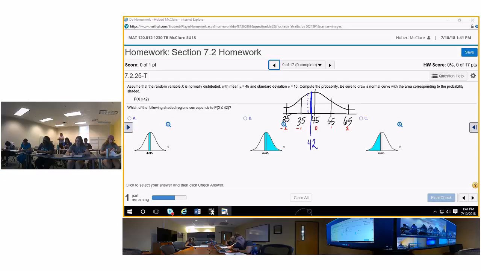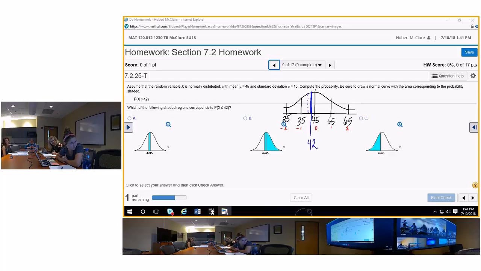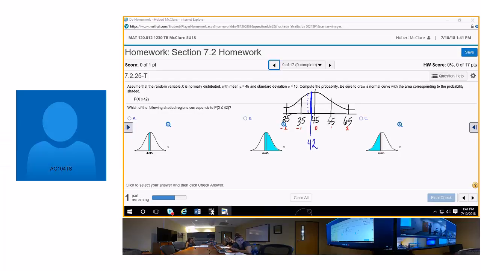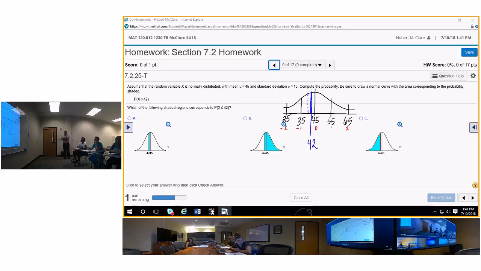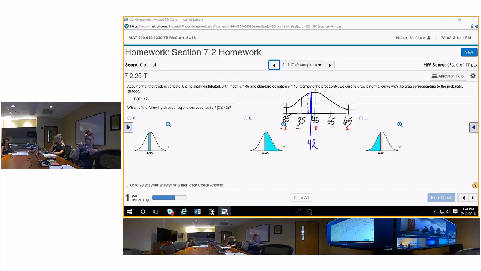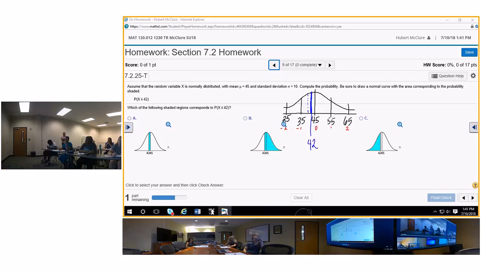Empirical rule, what does 45 represent? Somebody tell me, common sense wise, in a sentence, what my answer is going to be. In a mathematical sentence or a regular sentence, it's going to be less than 50%. Why? Because 42 is less than 45, and 45 by the empirical rule is 50%. I'm trying to tap into your common sense. Your answer is going to be less than 50%.